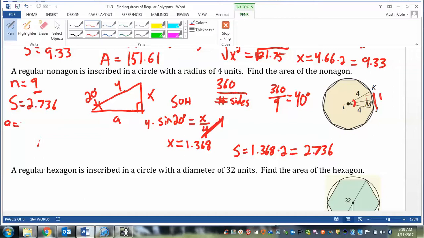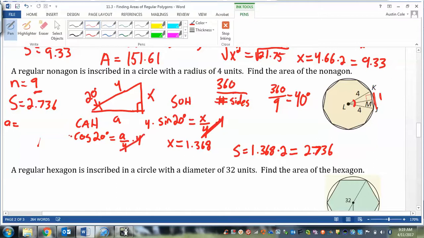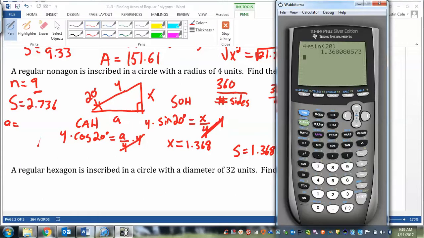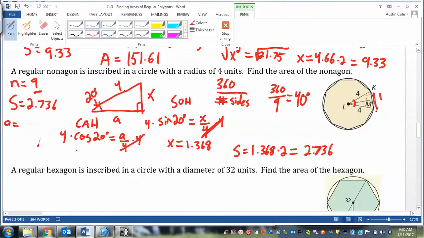Morgan? Cosine, absolutely, right? You have the adjacent, or you're trying to find the adjacent, and you have the hypotenuse. So I would do cosine of 20 degrees. Cosine of 20 degrees equals our apothem, A, over 4. Same idea as the last one, times by 4 to get A by itself. We take 4 times the cosine of 20. Did you guys get 3.759? Yep. So our apothem is going to be 3.759.